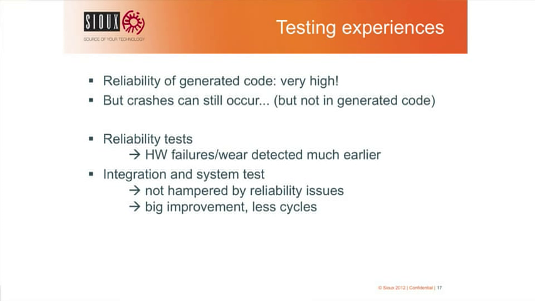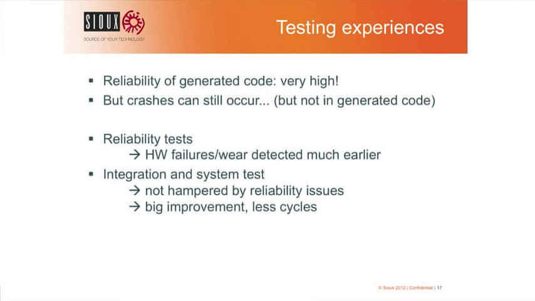It's really high. And what we in fact saw when we were reliability testing this vacuum system, which we redesigned with this tool, with this approach, is that we immediately found hardware failures and hardware wear much earlier than in other projects. That's because we didn't hit software failures. We found those hardware failures and the hardware wear on certain parts of the mechanics much earlier. What we also witnessed is that during the integration and system test activities, we didn't find that many reliability issues. We found reliability issues in handwritten code, but not in this vacuum redesign.